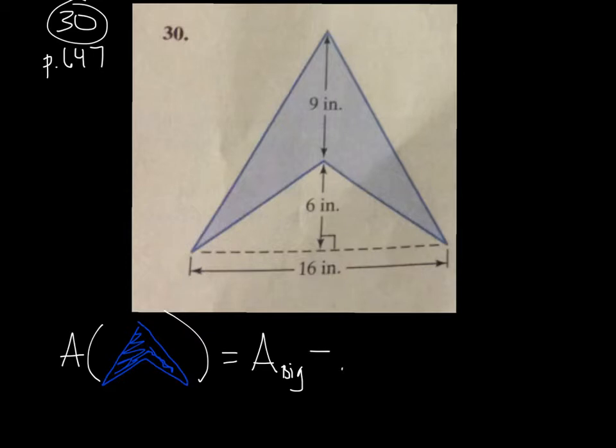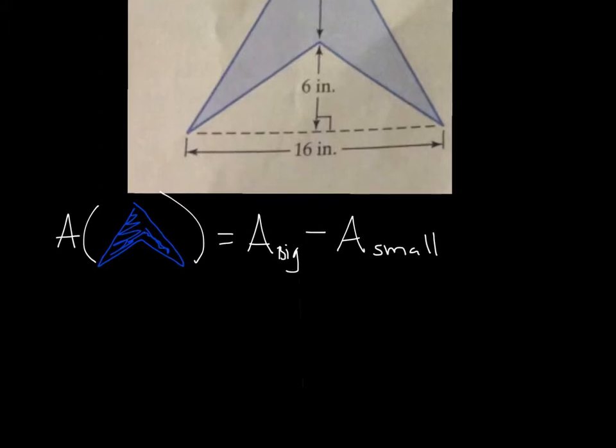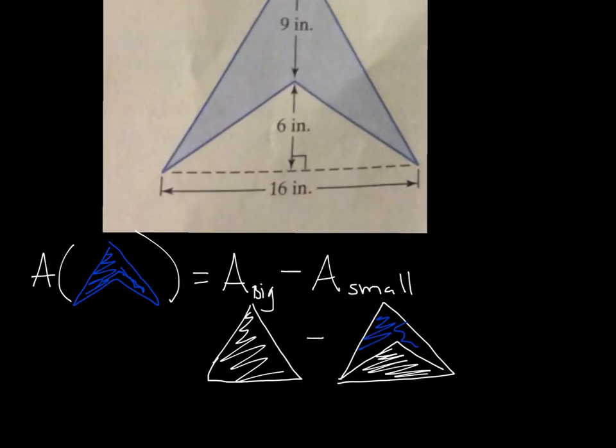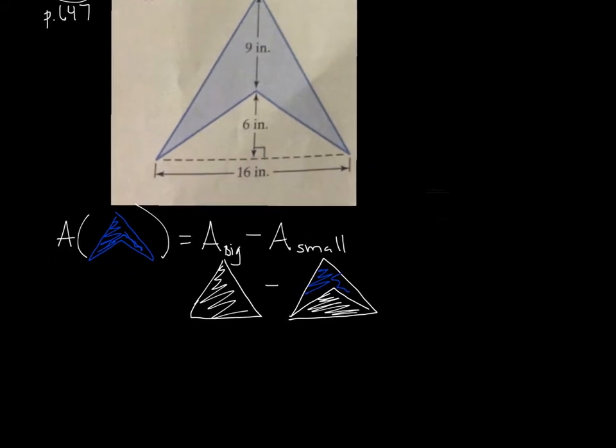So I'm going to do minus the area of the small triangle. Hopefully you can see this pictorially. I'm going to find the area of the big triangle, and then I'm going to subtract. That's my same triangle, and I want to subtract this one, because then this figure will be left over. Okay, so it's area of big minus area of small. Let me just move this over here.